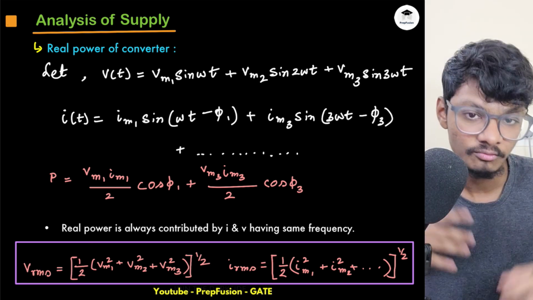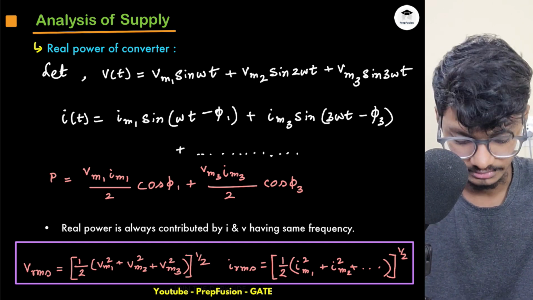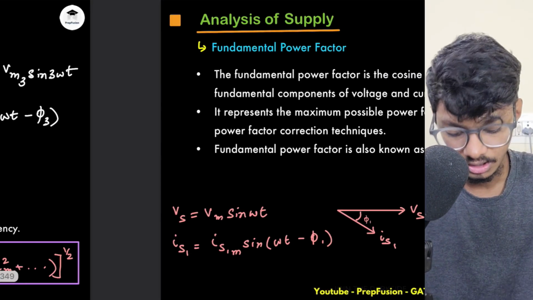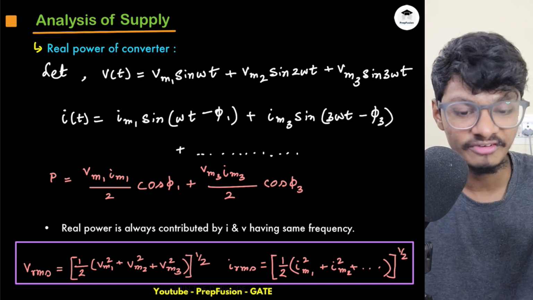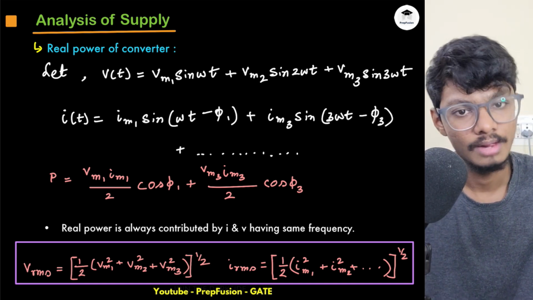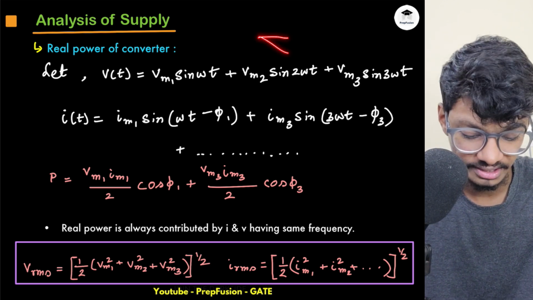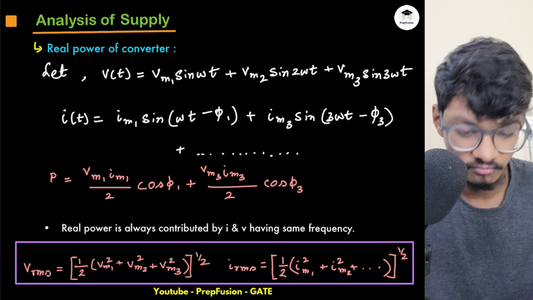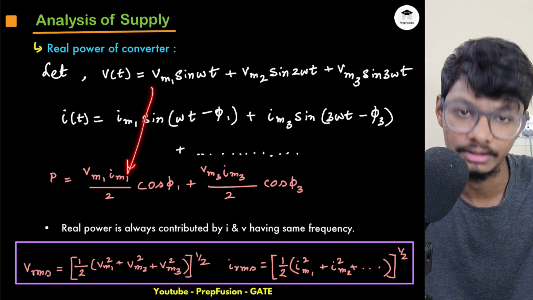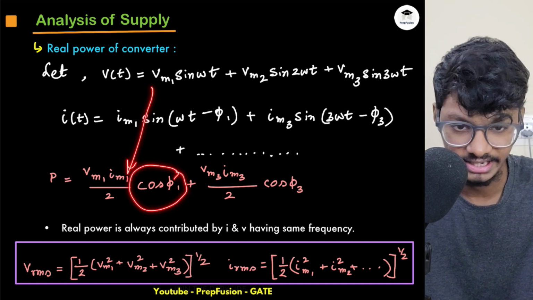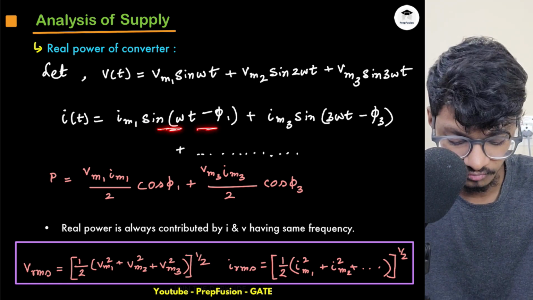Now here one interesting term comes, that is the fundamental power factor. So what is the fundamental power factor? Power factor is the cosine of the angle between voltage and current. But I am not getting my overall power from all of the current, right? I am getting the power from this, and this is known as the power from the fundamental component. And this cos phi 1 is known as the fundamental power factor. This is the angle between the fundamental components of voltage and current.